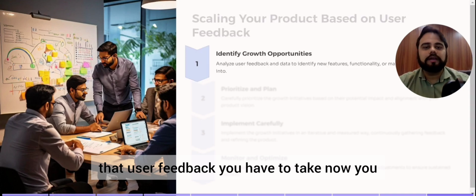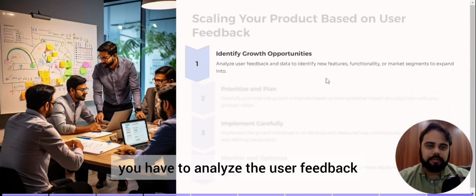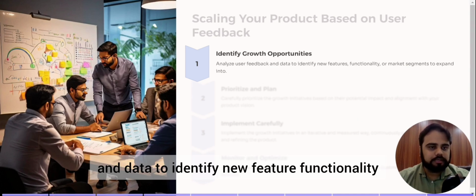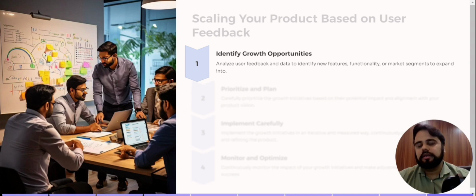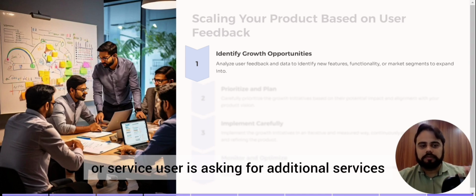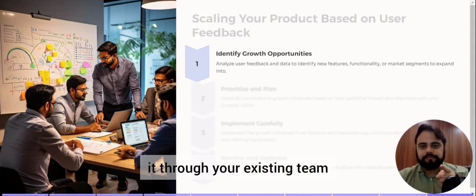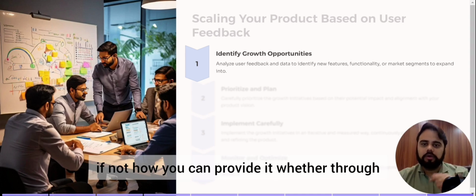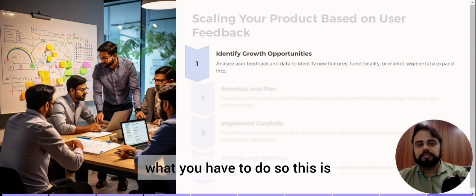Now you have to identify the growth opportunities. You have to analyze the user feedback and data to identify new features, functionality or market segments to expand into. Okay, means if you are providing a particular product or service, and users are asking for additional services which are closely related to that, you will see whether you can provide it through your existing team. If not, how you can provide it, whether through a vendor tie-up. Okay, this is what you have to do. So this is how you grow.